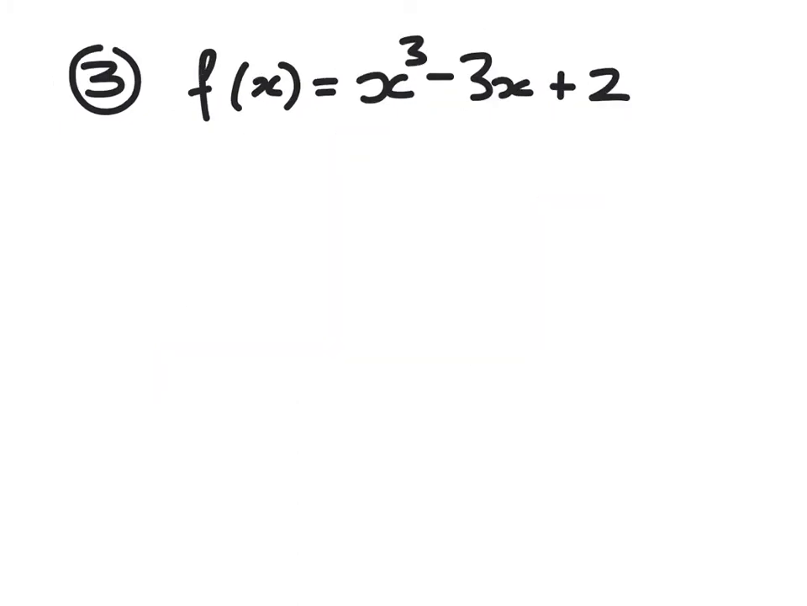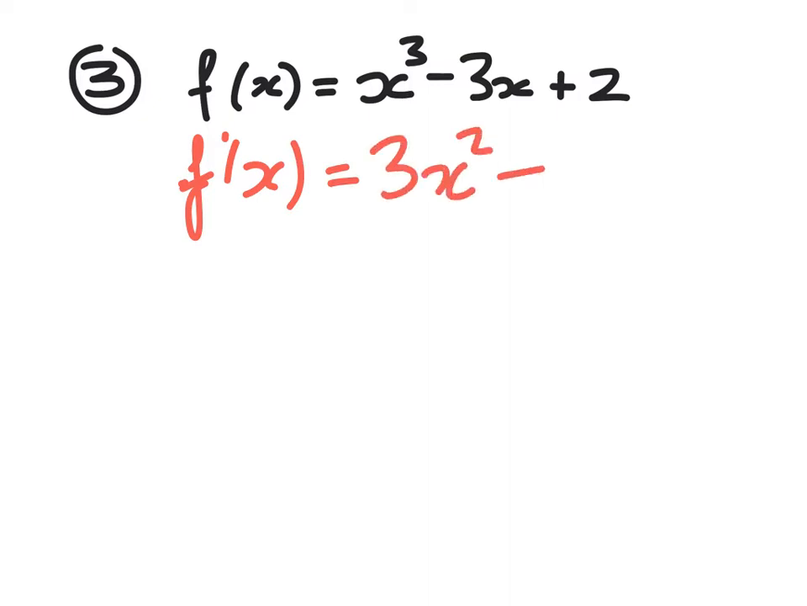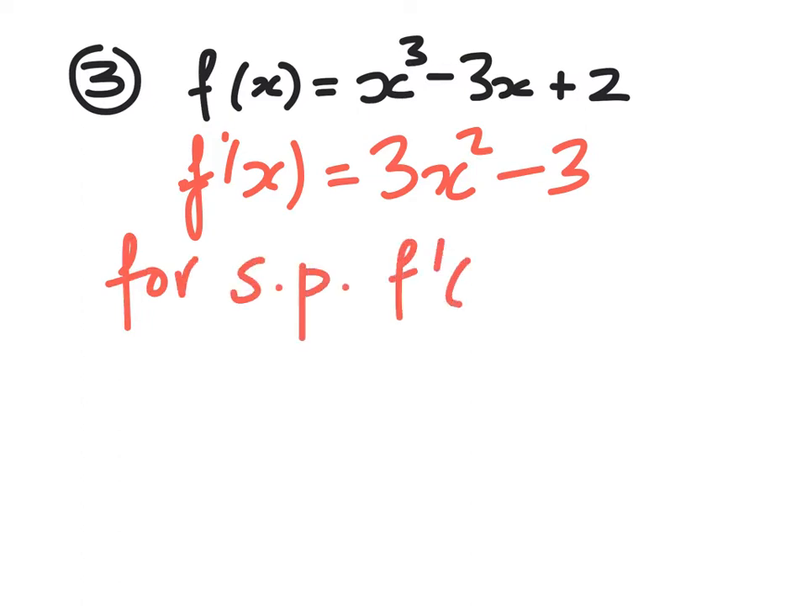Right, sorry. So the first thing we do is we work out f dashed of x. Okay, and I'll do that for you. 3x squared minus 3. And you know that for stationary points, f dashed of x must be 0. So put this formula, 3x squared minus 3, equal to 0.